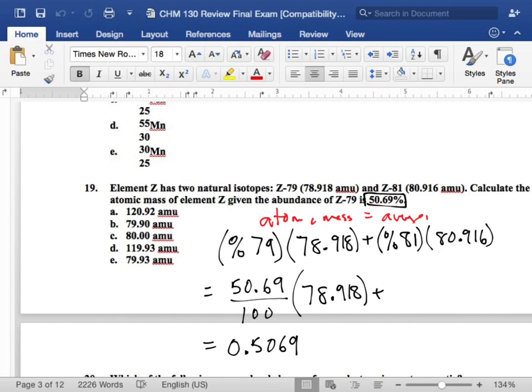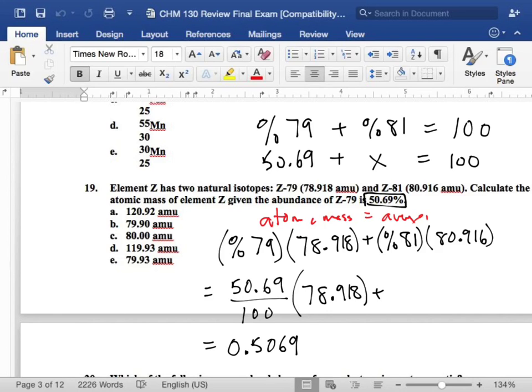Where does it say 49.31? We're only given two isotopes, so what we're assuming is the percent of isotope 79 plus the percent of isotope 81 must equal 100%. If I know 79 was the 50.69, I can then solve for that unknown term, and I can plug that value in. What'd you say it was, Hunter? 49.31. Again, it's a percent, so I'd have to put it over 100 times our value here, 80.916. I can now punch it into the calculator and I get my official answer.